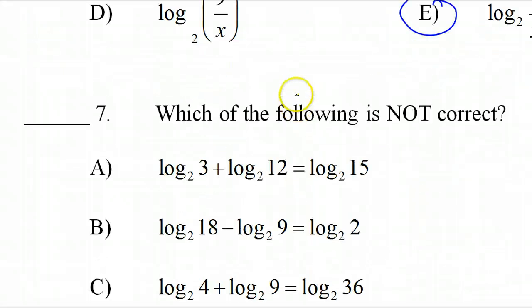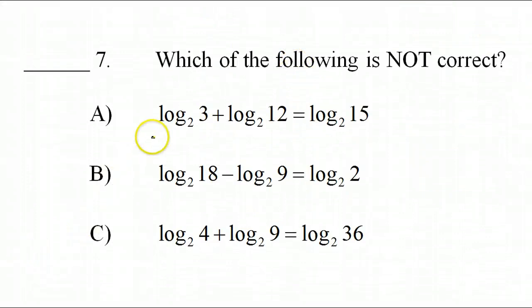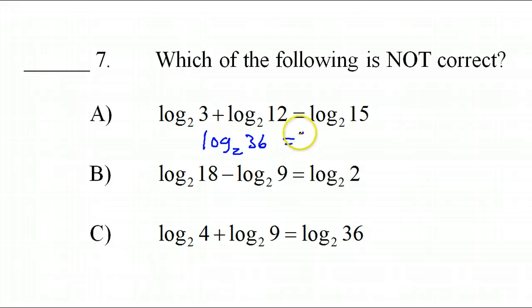All right, number 7. Okay, which of the following is not correct? Well, let's just check them one at a time. Addition condenses down to multiplication. So this should be log base 2 of, and then 3 times 12 is 36. But they have log base 2 of 15. Oh, no, no, no. You don't just add 3 plus 12. You're supposed to multiply.